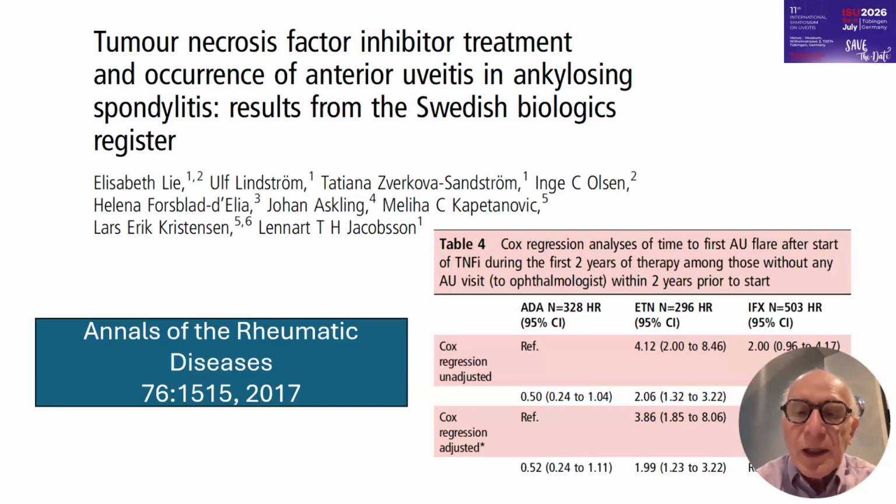And as you can see, adalimumab had roughly a 50% chance of reducing the chance of uveitis, whereas etanercept doubles the chance of inducing uveitis. This holds even if you do certain adjustments for the Cox regression analysis.